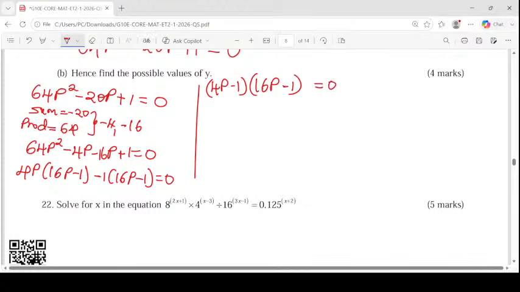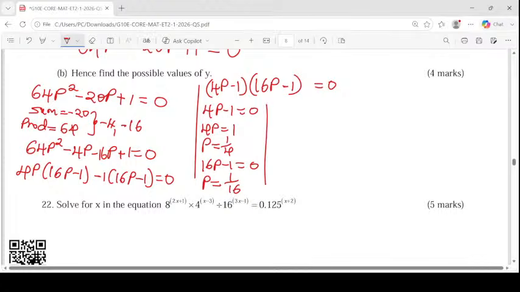being equivalent to 0. In the first case, I have 4p minus 1 is equals to 0. This means that 4p will be equivalent to 1 and p will be equivalent to 1 over 4. In the other case, 16p minus 1 is equals to 0, meaning p will be 1 over 16. So I have two values of p. P can be equivalent to 1 over 4 or 1 over 16.